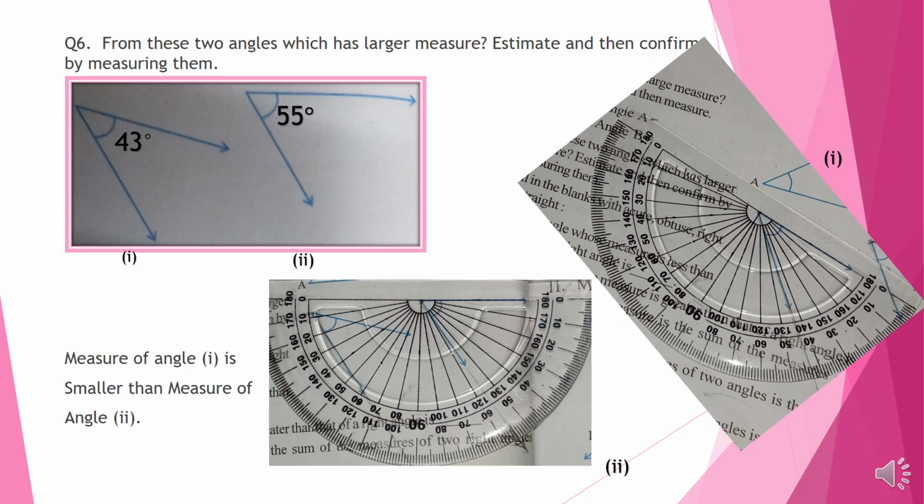Question number 6. From these two angles, which has greater measure? Estimate the angle, then confirm by measuring them. Children, we have two angles and the measurement is not given. We have to estimate first. So from the two pictures, which one is the wider angle? Here the arms have more distance than the two arms here. So the angle is wider here. So this angle will have the greater measure.